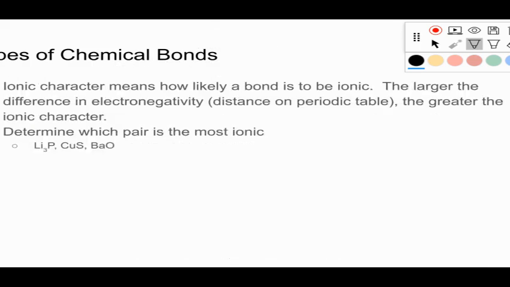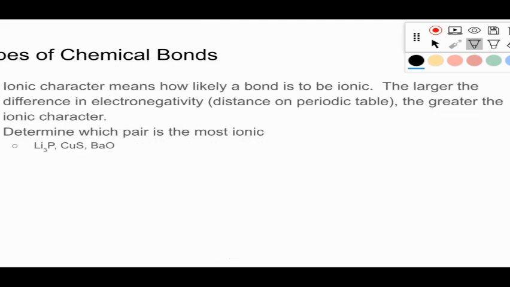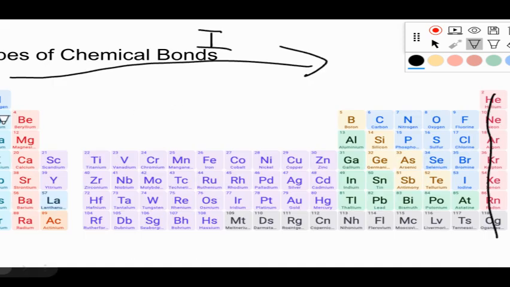And then I have barium and oxygen. So barium is here and oxygen is there. And so we are trying to figure out which ones are going to be the most ionic or which ones are going to have the biggest difference in electronegativity, be the furthest apart on the periodic table. So lithium's here, phosphorus is here, copper's here, sulfur's here, and then oxygen here is barium is here. These are the furthest apart.